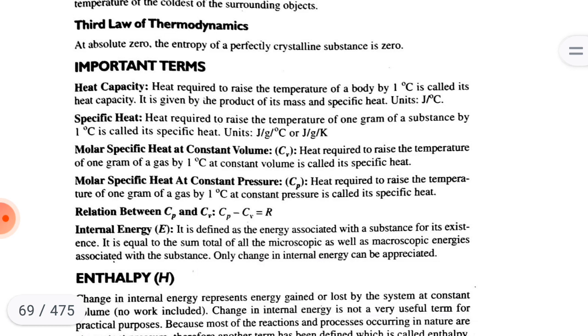Important terms. Heat capacity. The heat required to raise the temperature of a body by 1 degree Celsius is called its heat capacity. It is given by the product of its mass and specific heat, with units of J per degree Celsius. Specific heat. The heat required to raise the temperature of 1 gram of a substance by 1 degree Celsius is called specific heat.